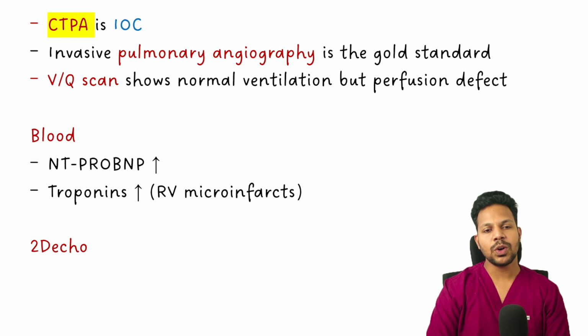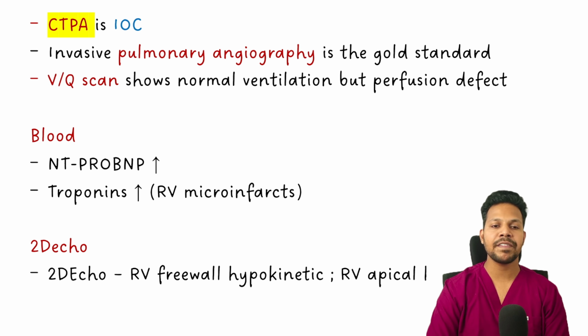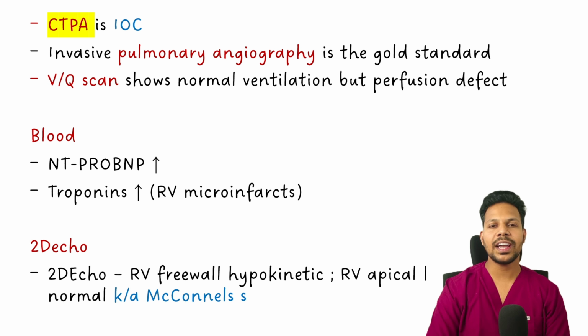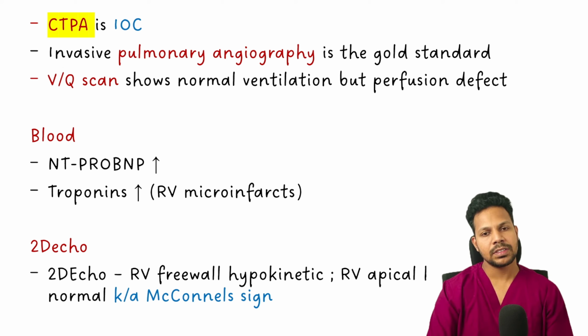And when you look at a 2D echo, you will find right ventricular free wall which is hypokinetic with the preserved RV apical contractility. This is called the McConnell sign. What is McConnell sign? Right ventricular free wall hypokinetic but with the preserved RV apical contractility.